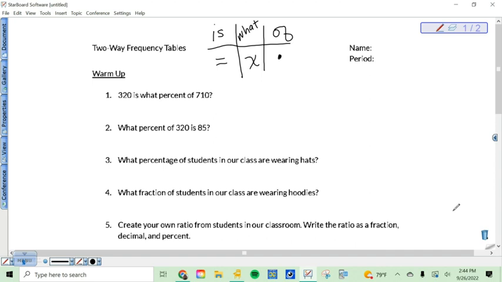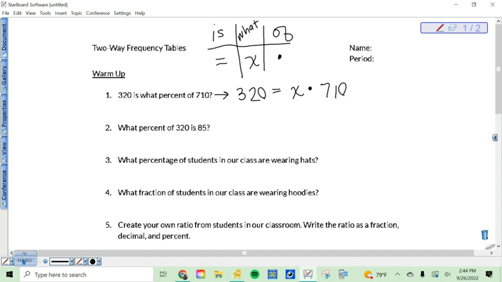So 320 is what percent of 710? We're going to translate this again from English into a mathematical equation. So the numbers stay the same. So 320, what is? Equals. What percent is what? Is x. And then of is times. And then the number stays the same. So 320 equals x times 710. In other words, what number multiplied by 710 would equal 320?